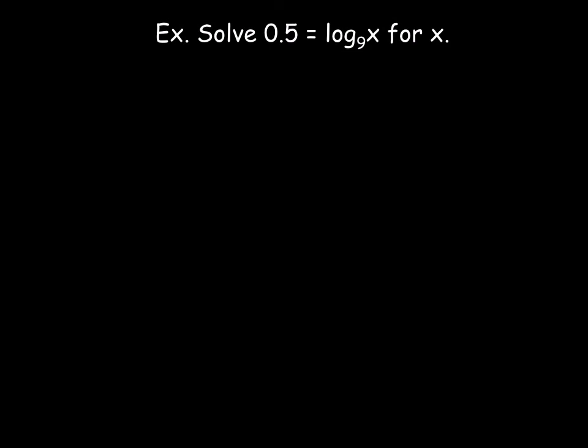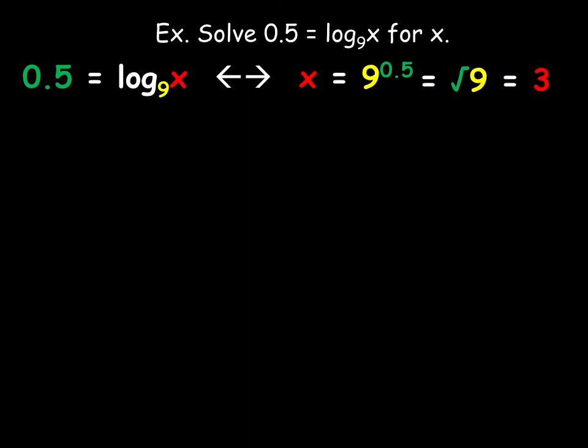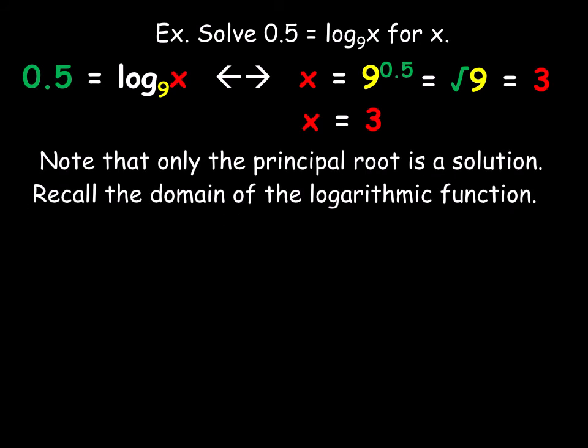Example, solve 0.5 equals the log base 9 of x for x. Inverting, we get x equals 9 to the 0.5 power, that is the square root of 9, or x equals 3. Note that only the principal root is a solution. Recall the domain of the logarithmic function.